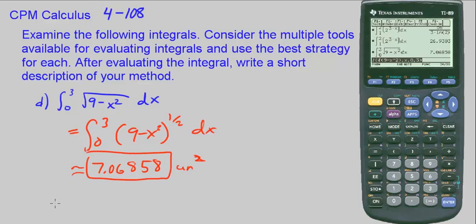Okay, and what was the method? Well, this one again we used our calculator. Alright, so that ends CPM Calculus Chapter 4, number 108.